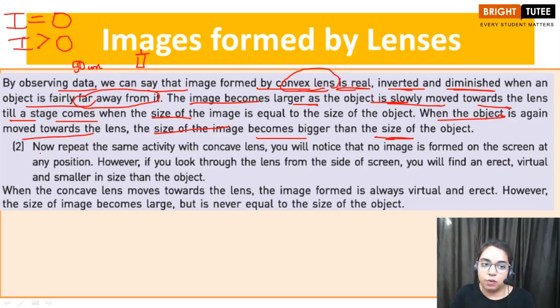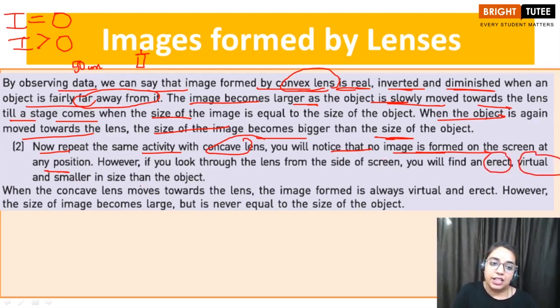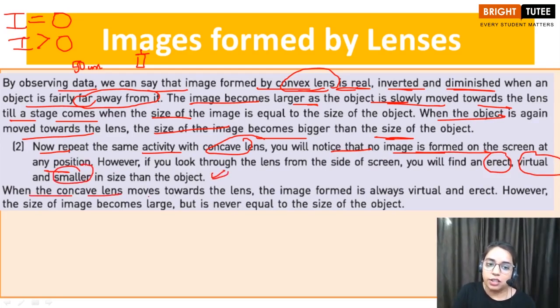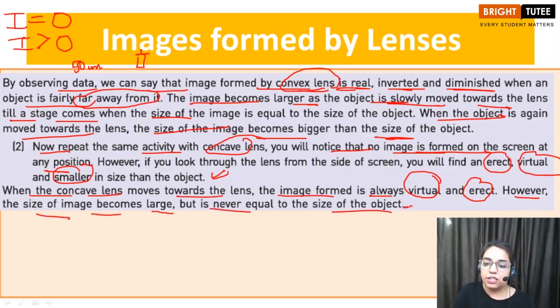Okay, now what you are going to do is, you will repeat this activity with a concave lens. Okay, and you will notice that no image is formed on the screen at any position. Okay, it indicates that the image formed is of virtual nature and it will be erect, and its size will always be smaller than that of the object. And when the object moves towards the lens, the image formed is always virtual and erect. Okay, and however the size of the image becomes large, it is never equal to the size of the object.